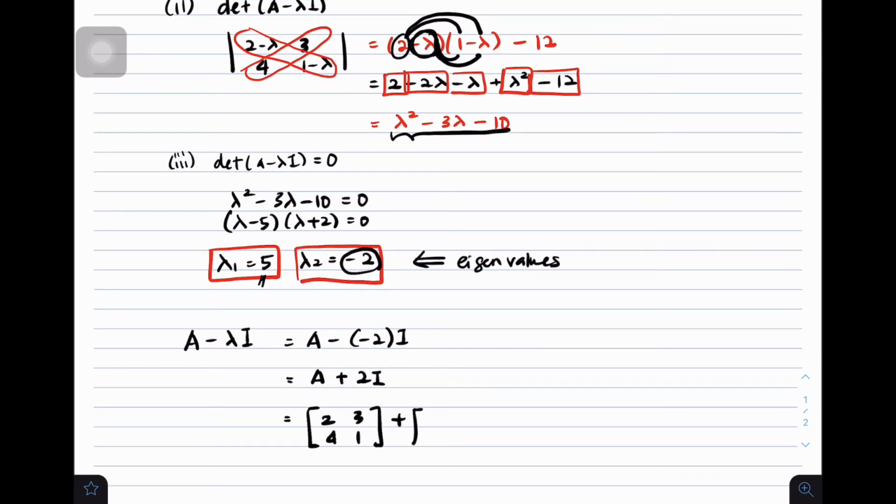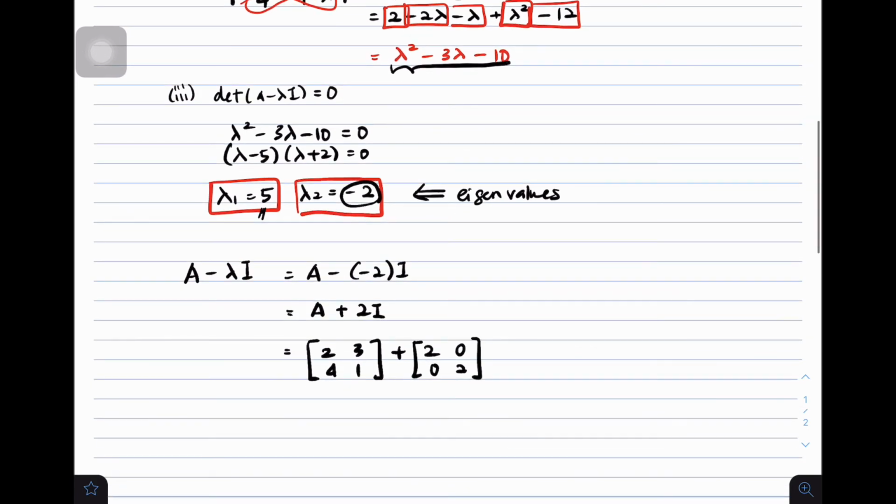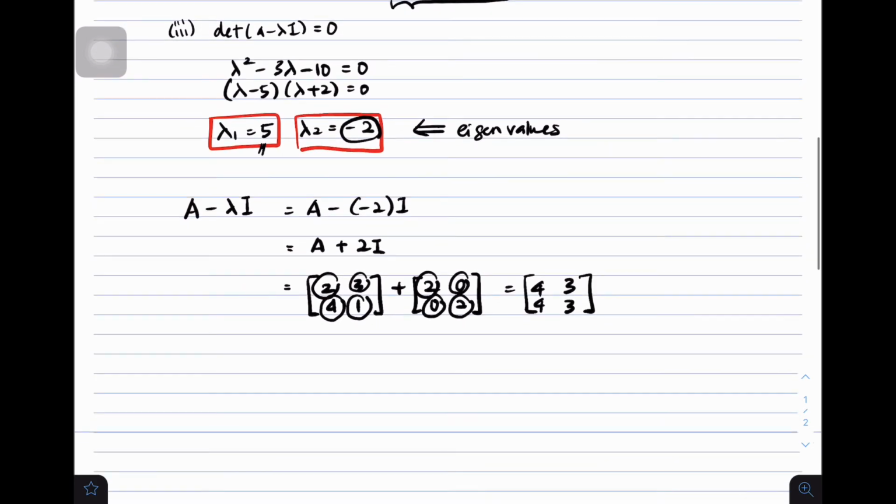Plus with 2i is 2, 0, 0, 2. Okay, so now you will have your A minus lambda I as 2 plus 2, 4. 3 plus 0 is 3. 4 plus 0 is 4. 1 plus 2 is 3. So this one is the matrix A minus lambda I.